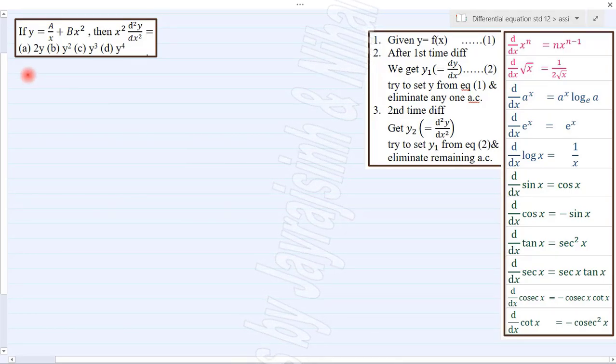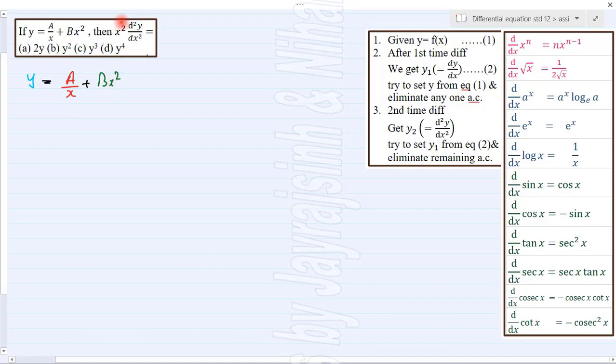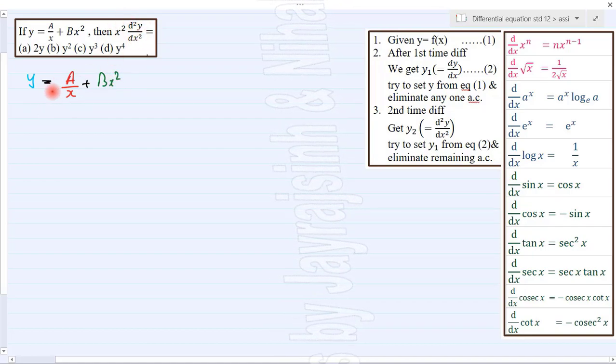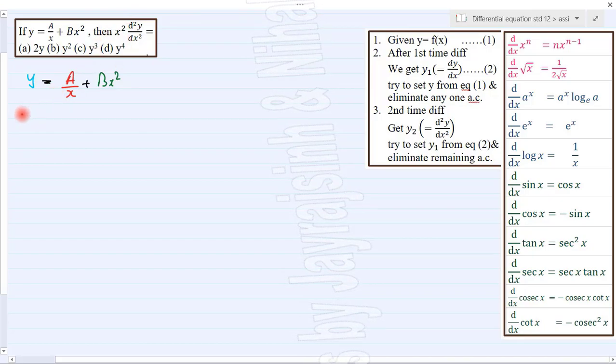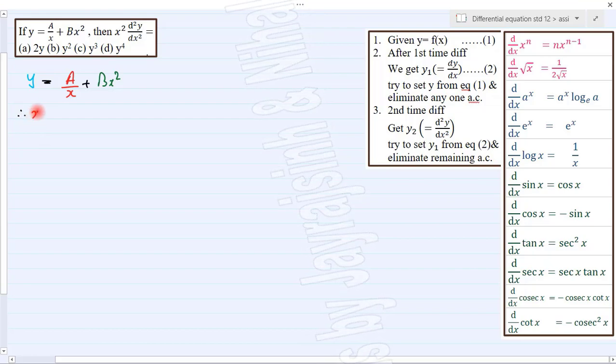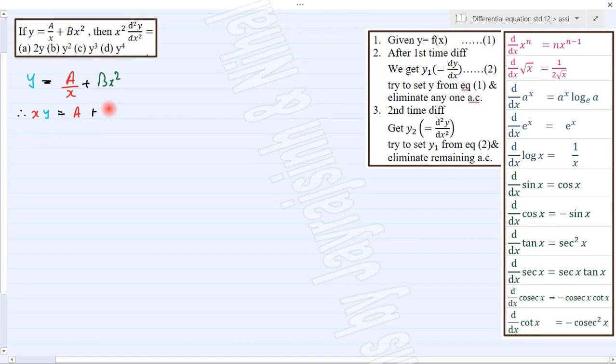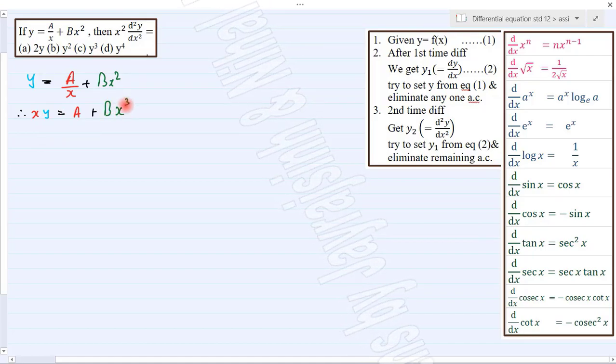Here it is given that y is simply a by x plus bx square, and we have to find out x square into d square y by dx square. So before we go for the differentiation, let's take an LCM of x. So we will get x into y is equal to a plus b into x cube.